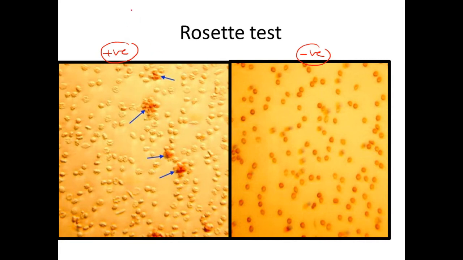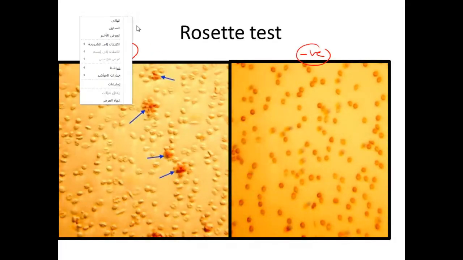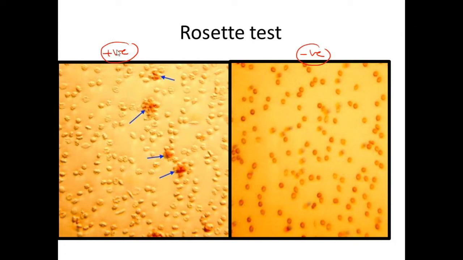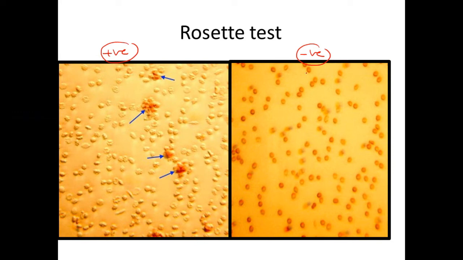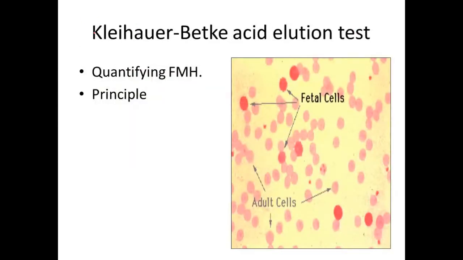In a positive result, as we said, it is an indicator that there is more than 30 ml of bleeding. If the result is negative, one dose is enough. If positive, I am sure I need more than one dose but do not know exactly how much, so we move to the second test, the Kleihauer-Betke acid elution test. In this test we can quantify, so we know the exact amount of fetal-maternal hemorrhage.